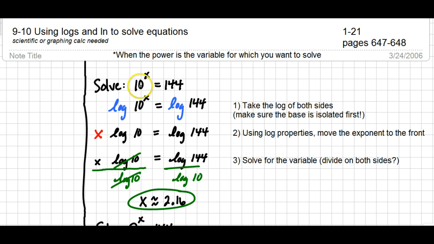Now let's also talk about if that answer makes sense. 10 to the second power is going to be 100. 10 to the third power is going to be 1,000, which is way too big. So we know our answer is going to be somewhere between 2 and 3. And so we got an answer a little bit bigger than 2, which makes sense.